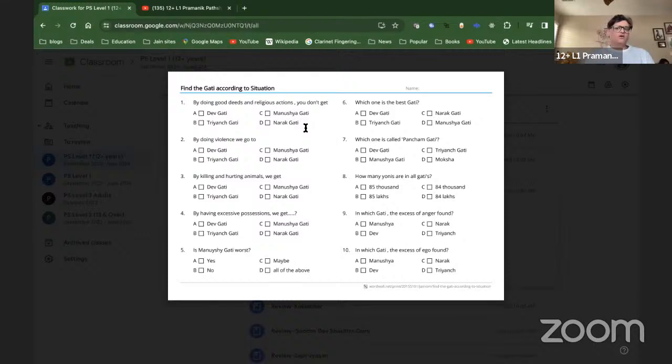Very good. So you are correct. Now, Ishna, what is your answer? It's because you can go to moksha from only this gati. Only from Manushya Gati. Very good answer. The best answer. Right, Ishna?